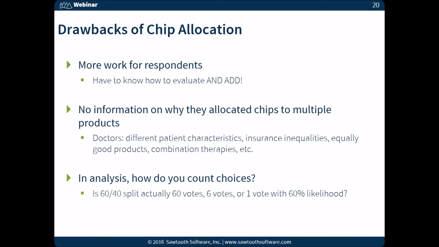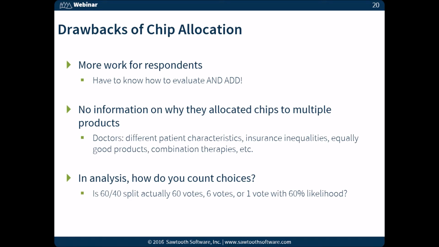We also don't really know why they allocated the chips to the multiple products. We don't know what's going on in the background, right? We don't know in the instance of pharma or medical, if doctors, when they're giving chips, are they thinking about the different patients that walk through their door every day? Are they thinking about the insurance inequalities? Maybe some people have commercial insurance or individual insurance or Medicare, Medicaid, and that's how they're allocating their chips. Again, there are many different ways that people could be thinking about how they're allocating their chips, and we don't really know why.